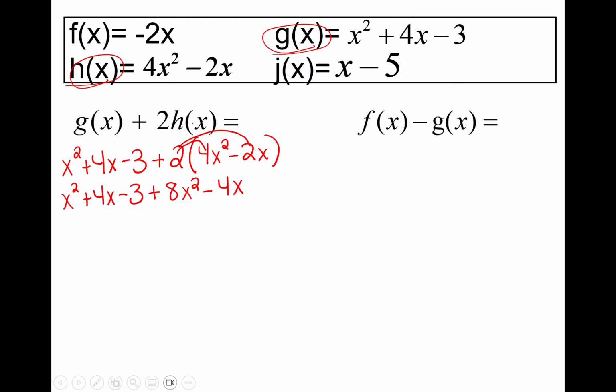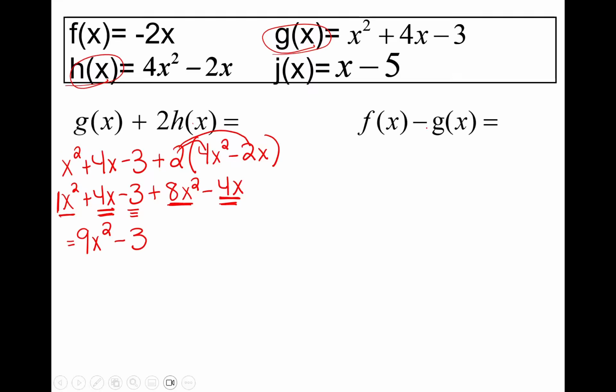X squared plus 8x squared, combining them. Remember, this is a 1x squared technically. There is 9x squareds. 4x minus 4x, that would be 0x's. Not going to write it because there's 0. And then minus 3. So my answer is 9x squared minus 3.